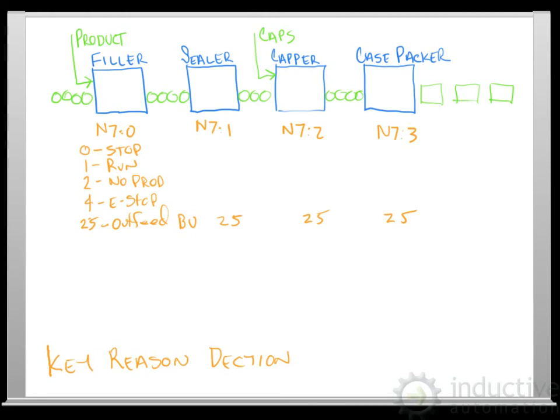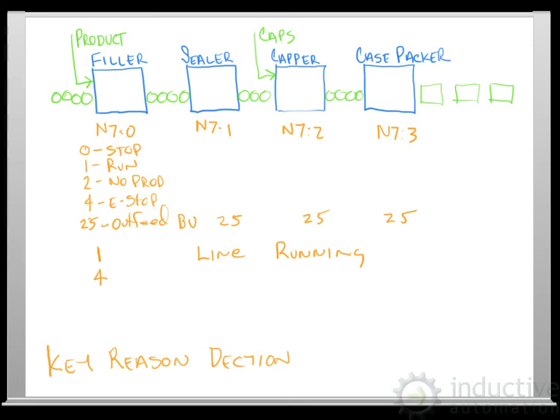So if the filler goes down, we can never recover production. We're just out of luck at that point. So it's very important we capture those moments. So we take a look at the filler, and if it's running, then the line's running. So in this case, if we had a 1 for our filler state, then we're going to say line running. Simple.